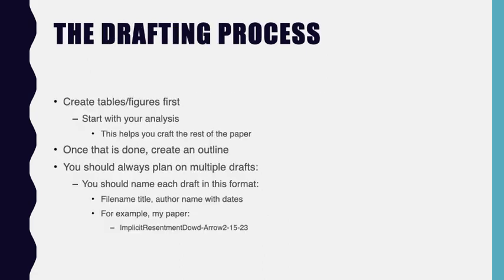Now, throughout the drafting process, the first thing you should do is create all your tables and figures first. That means you're starting with the analysis, because if you know what you found, it's a lot easier to craft the rest of the paper. Once that is done, then you actually move into that outline, and you should always plan on writing a paper multiple times. So as you're writing it, you should name each draft in this format: file name, title, author name, and then the date. So for example, one of the drafts of one of my most recent published papers is Implicit Resentment, my last name, and then the day that I actually last worked on it.